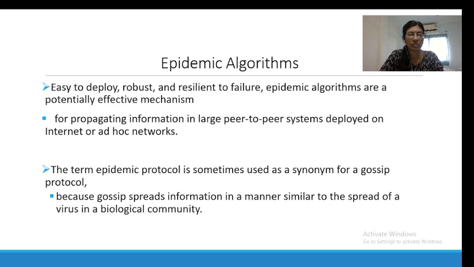Epidemic algorithms. Easy to deploy, robust, and resilient to failure, epidemic algorithms are a potentially effective mechanism for propagating information in large peer-to-peer systems developed on internet or ad hoc networks. The term epidemic protocol is sometimes used as a synonym for a gossip protocol because gossip spreads information in a manner similar to the spread of a virus in a biological community.